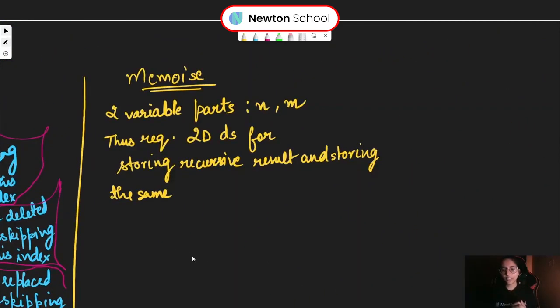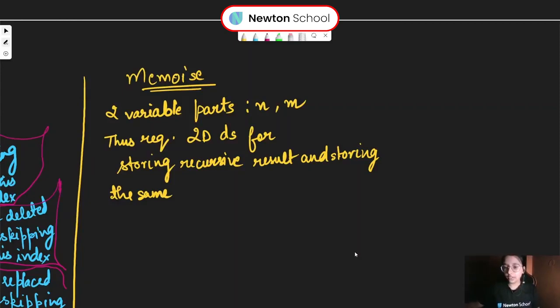For the memoization part, you can see that we have two variable parts, that is n and m. That simply reflects that we would require a two-dimensional data structure to store the results of our recursive calls. Because when we go ahead with the recursion, there would be a lot of subcases which will be repeating again and again, and that's why we need to memoize the solution.